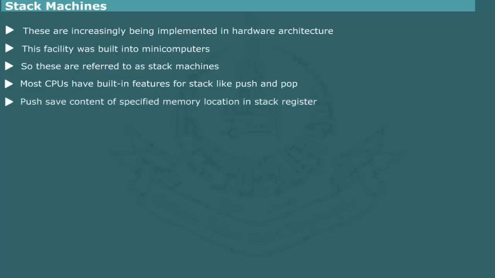A push instruction causes the contents of a specified memory location to be saved in the stack register. The pop instruction removes the top entry in the stack register and places it in the main memory. Some microcontrollers used in industrial and commercial applications also employ a stack for rapid processing of data in real time.